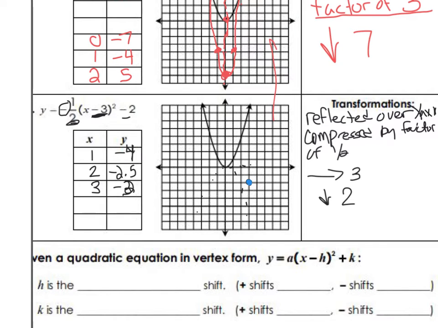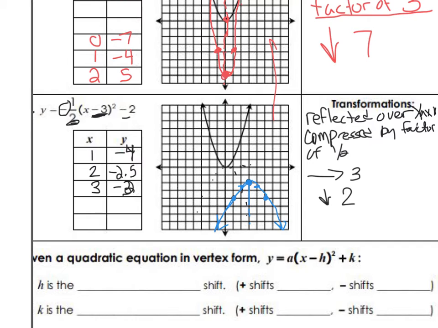Okay, so at 1, it's going to be -4 here. Oops, blue. Here. And since it's symmetrical, it's going to be over here. And then 2 is -2.5. So here and here. So your graph's going to look something like that.